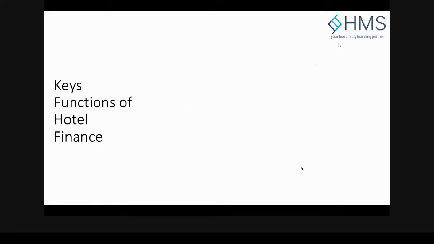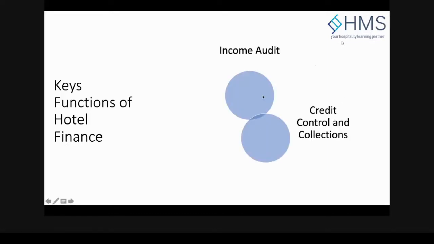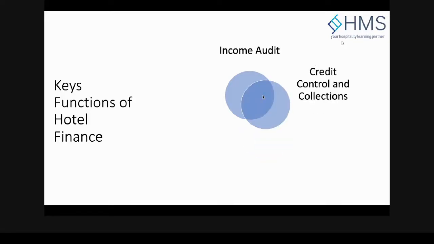So hospitality finance basically has a few key functions, which include income audit, meaning the finance function has to do a revenue audit of all the transactions, credit control and collections, because hospitality is a fast moving enterprise where you have a lot of cash collections, credit cards, and credit as well. So hospitality finance has to be on top of each and every transaction, whether it's in cash or in credit, and it's a day by day reconciliation.